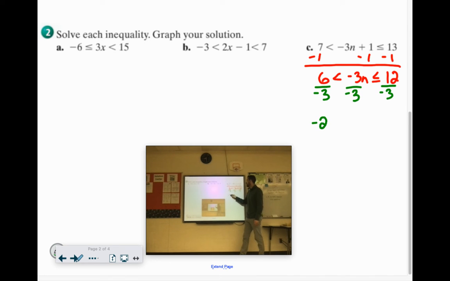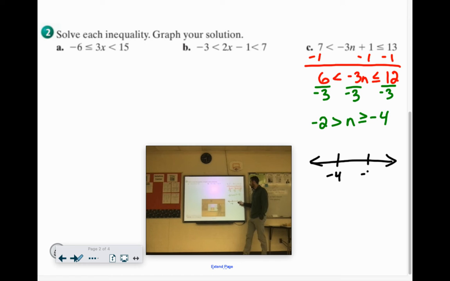So -2 is now greater than n, greater than or equal to -4. Ooh, this changes things. Because if this was a real number line, -4 would be less than -2. So some kids like to just say, I see the number -2 first, I'll write it on the left, and -4 second, I'll write it on the right. But you have to think, if this was actually a real number line, -4 would be on the left of -2. So -4 gets the solid dot.